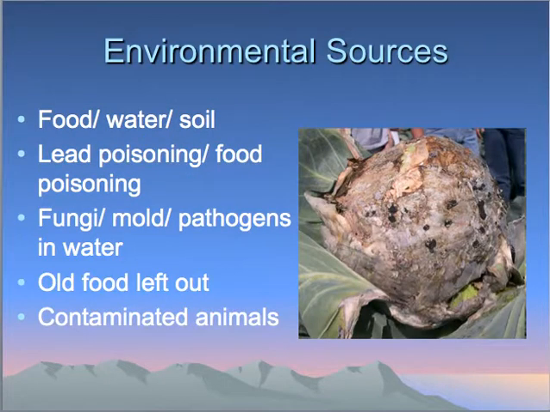Environmental sources that we talked about a few slides ago commonly have to do with either food or water or even the soil that you play in outside, or like a sandbox at a park. Lead poisoning and food poisoning, there's fungus and mold and all these things that can grow outside or in water sources. If you have old food sitting out, such as bread, you've probably seen mold growing on it. And as I stated earlier, contaminated animals out in the environment can transmit these viruses and other pathogens.